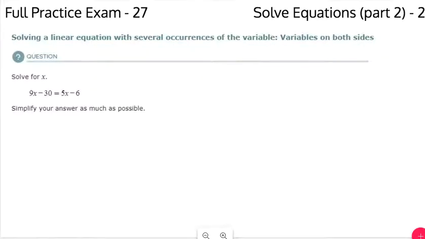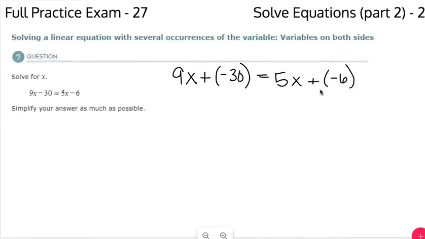Full practice exam number 27, solve equations part 2, number 2. So again, we've got variables on both sides here. So the first thing I want to do is simplify. And the first thing I can do to simplify is to eliminate my subtraction here. So I'm adding the opposite on each of my subtraction problems. That's a step of simplifying.